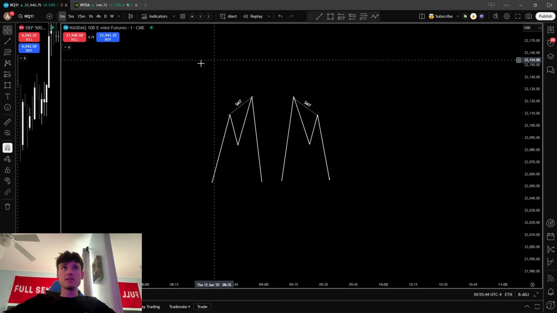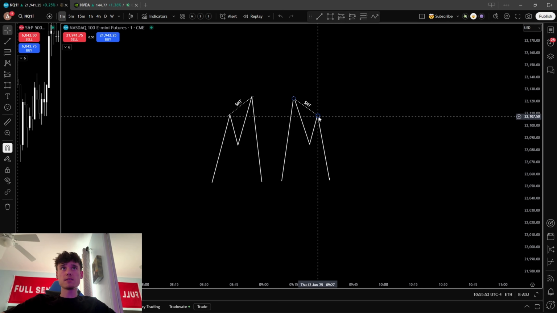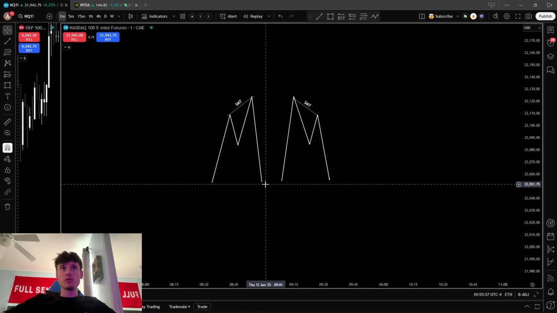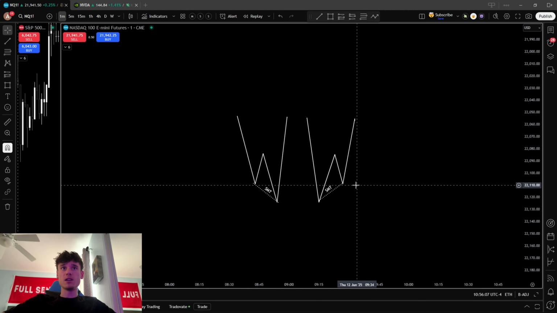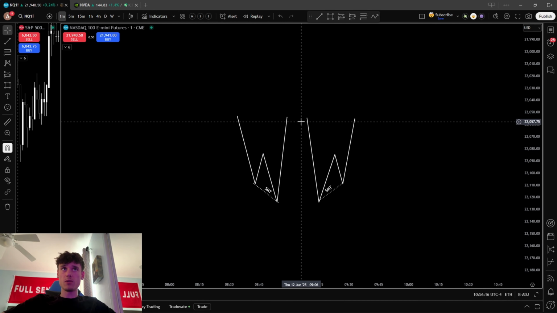Like for example, in this instance, there was an SMT on the highs, which means the second that this SMT got placed on both ES and NASDAQ, the chart ended up moving downwards. If it was flipped and there was an SMT on the lows, then the second it got placed, both stocks would have skyrocketed upwards.